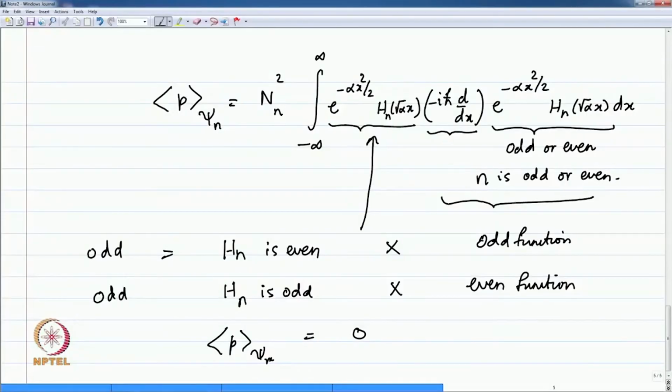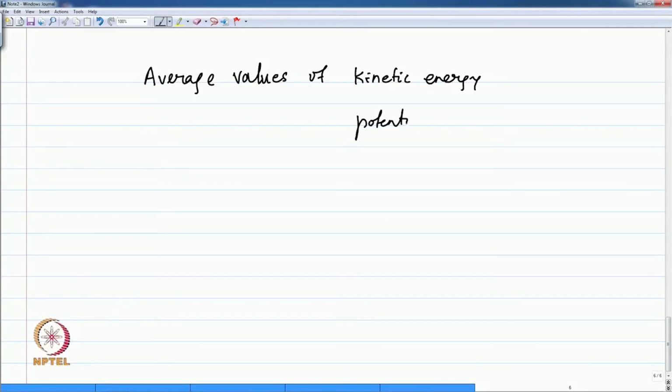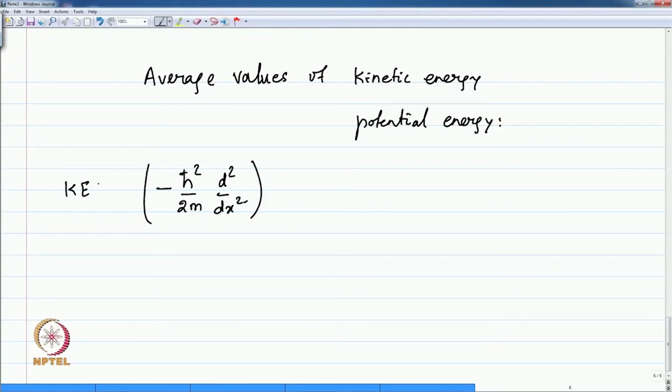The last important point for the harmonic oscillator has something to do with the average values for the kinetic energy and the potential energy, which I would want you to calculate, but they are not 0. So, the kinetic energy term is given by minus h bar square by 2 m d squared by dx squared. This is the operator for the kinetic energy. The potential energy operator is of course half k x squared, x being the operator.